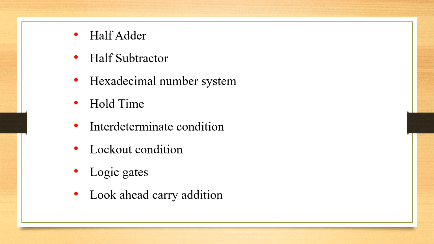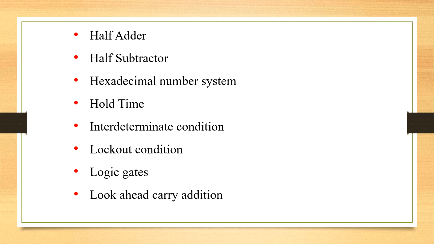Next one, hexadecimal number system. It has a base of 16 having 16 digits. That is 0, 1, 2, 3, 4, 5, 6, 7, 8, 9, A, B, C, D, E and F. It is another number system. It is particularly useful for human communication with the computer.